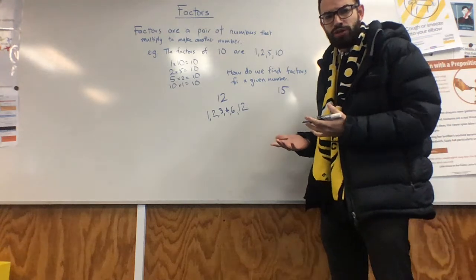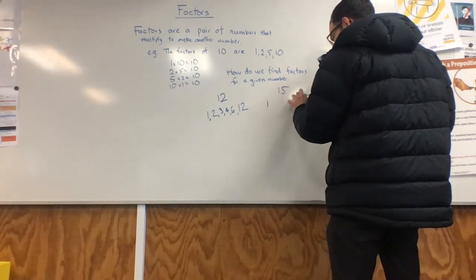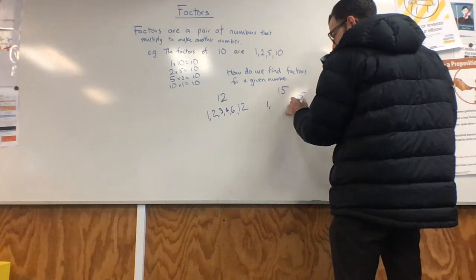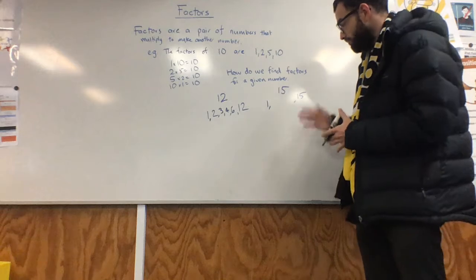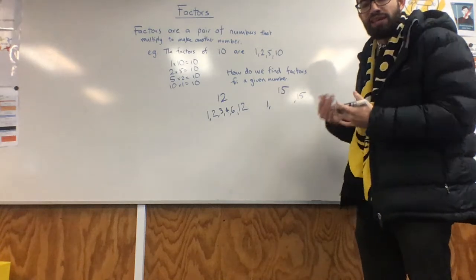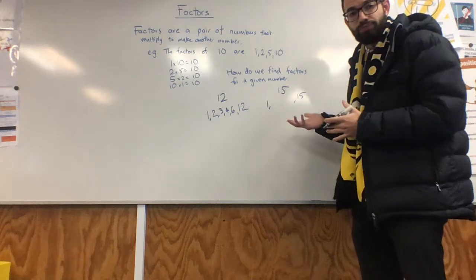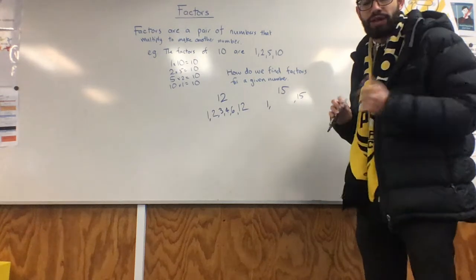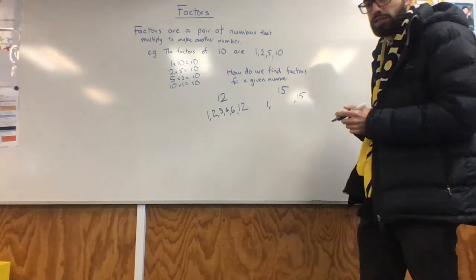So those are our factors for 12. It's pretty straightforward. Let's jump over to 15. Same thing to start off with. We put the number 1 and the number we're trying to find the factors for. The next thing we do is check if it's even, because that gives us 2 and a whole lot of indicators. So is it even? Nope, it is not an even number. So it can't be 2, can't be 4, and so on and so forth. So it's going to be some odd numbers.